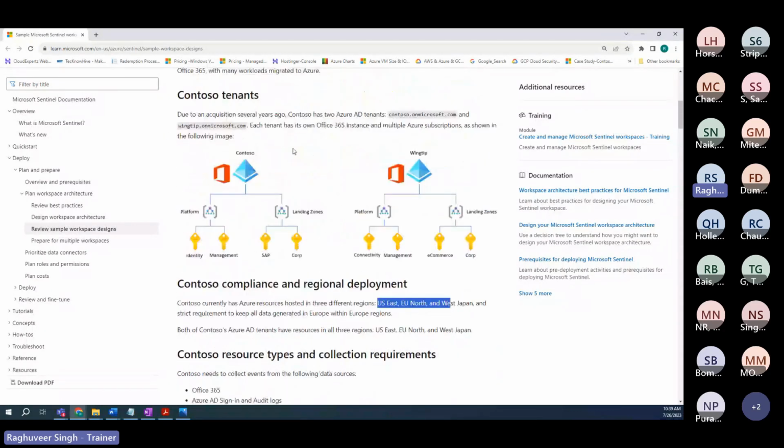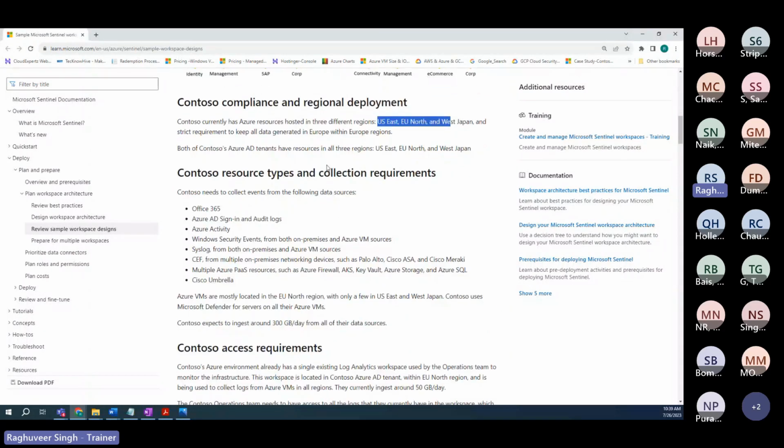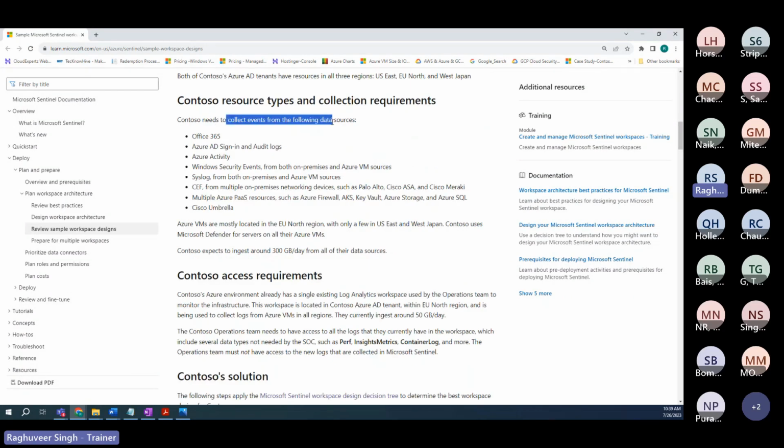Now let's understand. You've understood the architecture, you've understood the compliance requirements. Now let's understand the Sentinel requirements, that is, what Contoso as a customer is expecting out of Sentinel, what capabilities it needs from Sentinel. The capability is that Contoso needs to collect events from the following data sources: Office 365 from both the tenants, Azure AD sign-in and audit logs from both the tenants, Azure activity, Windows security events from both on-premises and Azure VM resources, syslog from both on-premises and Azure VM resources, CEF from multiple on-premises networking devices, and multiple Azure PaaS services such as Azure Firewall. It also needs logs from these services.